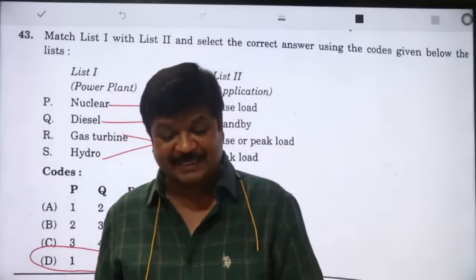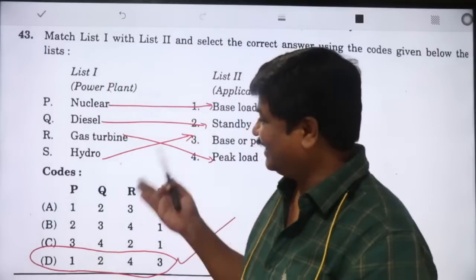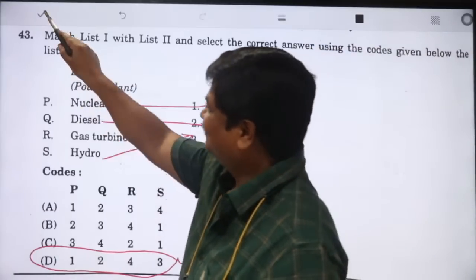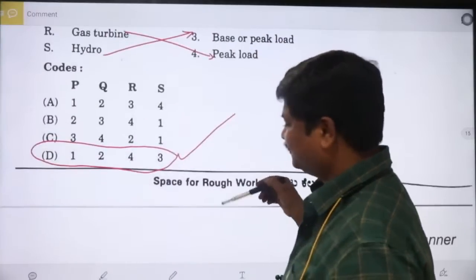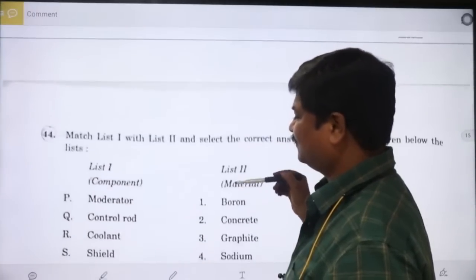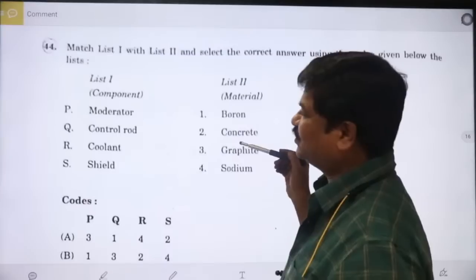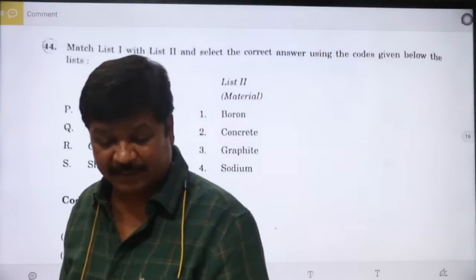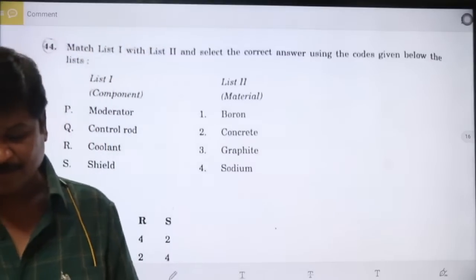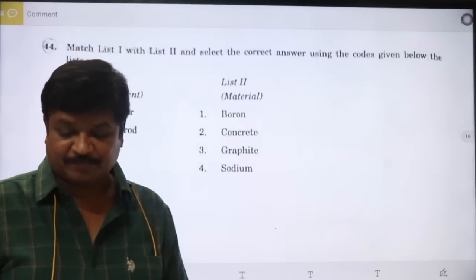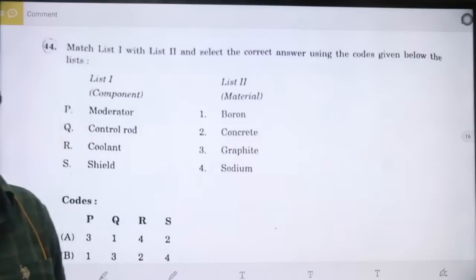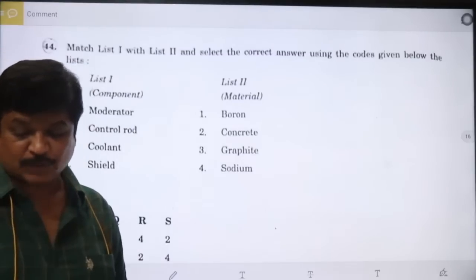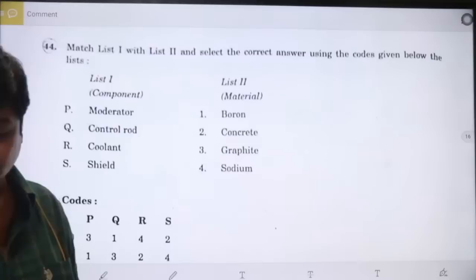Yes, I told this for JLM, but now it is given in the AE exam. Yes, so see, that student has remembered. Even the ITA student remembered this one. Yeah, very nice. Hydro is both base load and peak load.